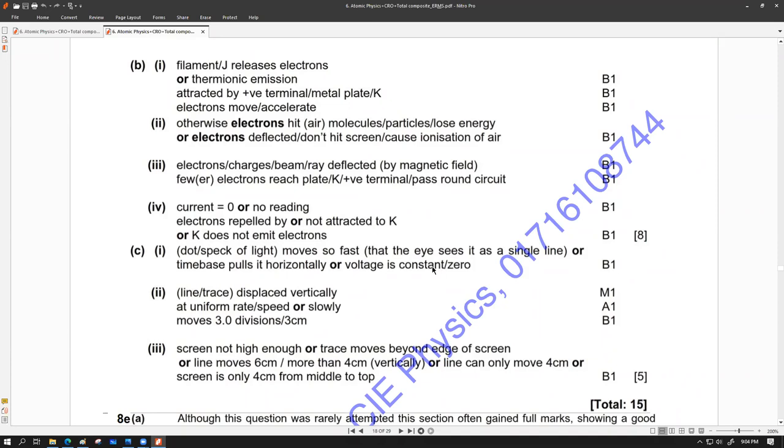Sir, what happens when the electrons lose energy? They lose voltage, right? Okay.